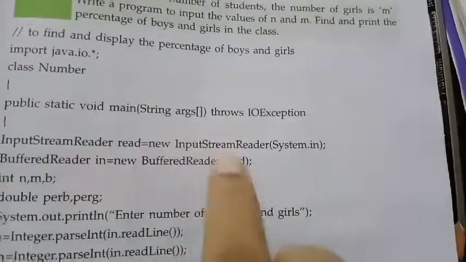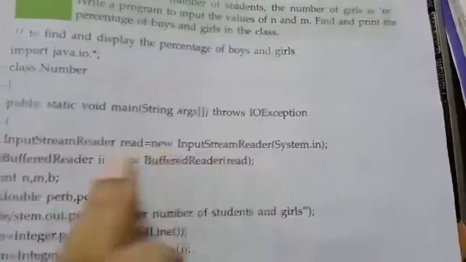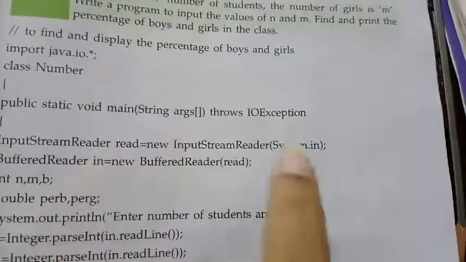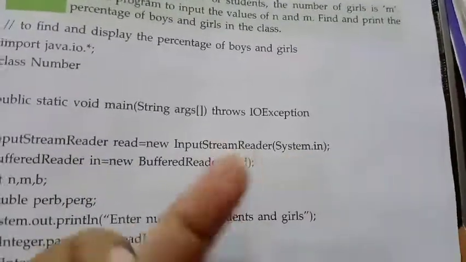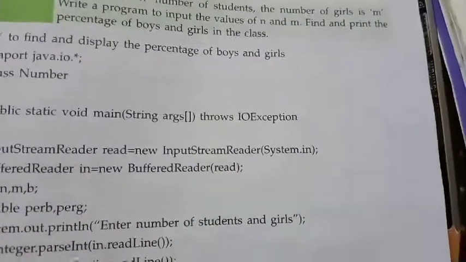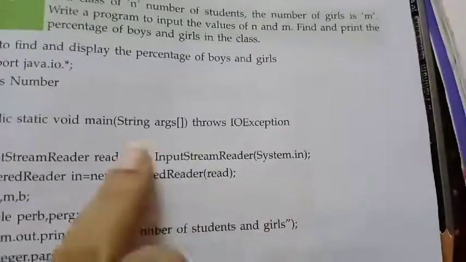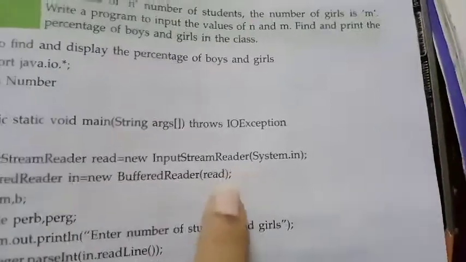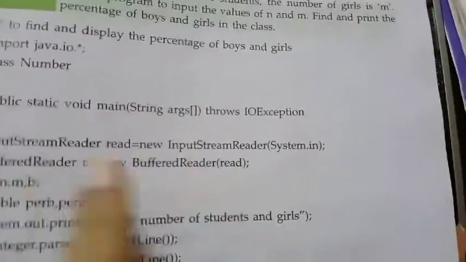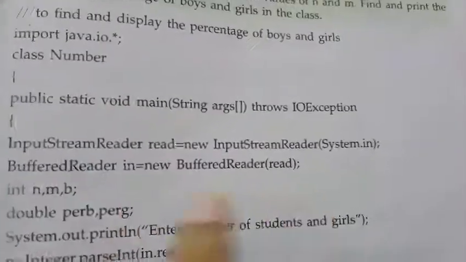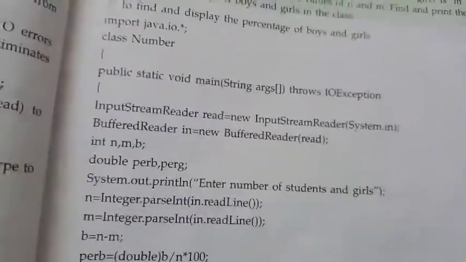So whatever this read object reads from the system keyboard, that object will be buffered and kept in this buffered reader. So whatever object you give, suppose you are declaring two input stream readers, and you are going to take input, 1 from the keyboard and 1 from your file. Which object you give, that object's information only will be saved in your buffered reader.